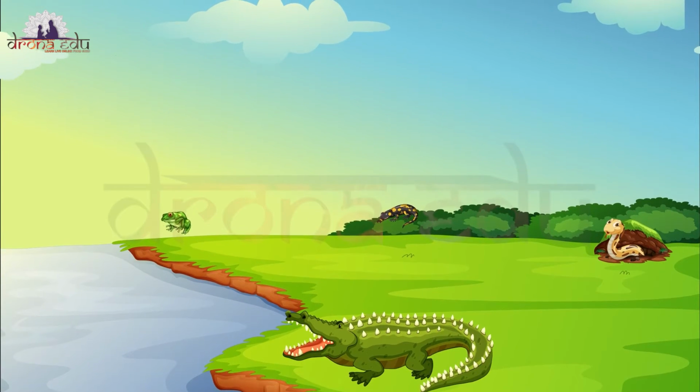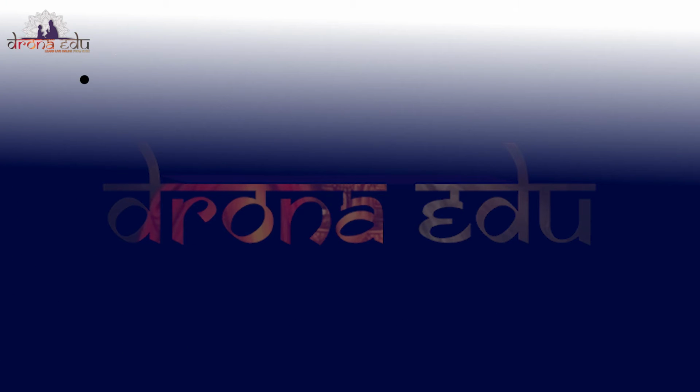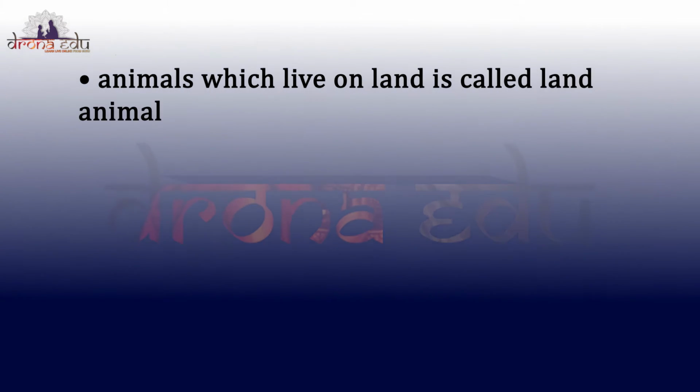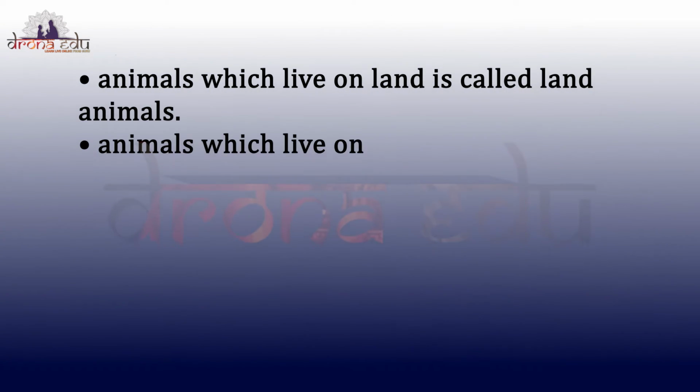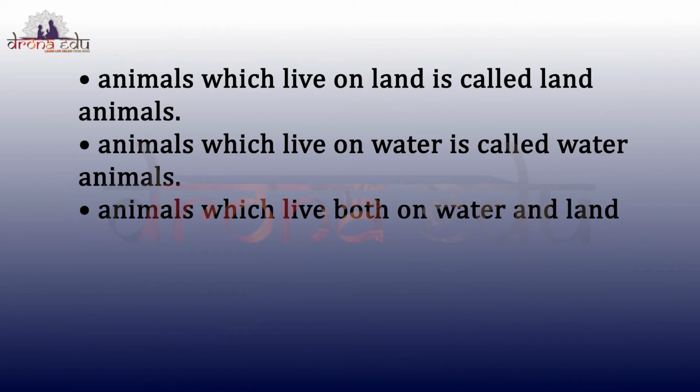So now I can classify this based on the living nature. How? The animals which live on land are called land animals, and the animals which live on or inside the water are called water animals, and the animals which live both inside the water and on the land are called amphibians. Okay, so likewise we can classify the animals based on the living nature.